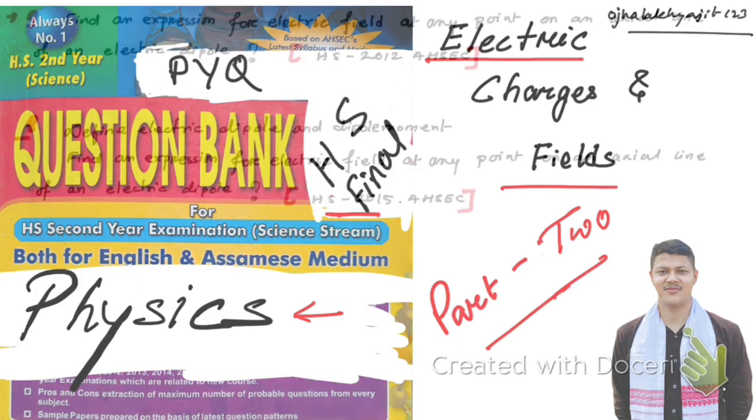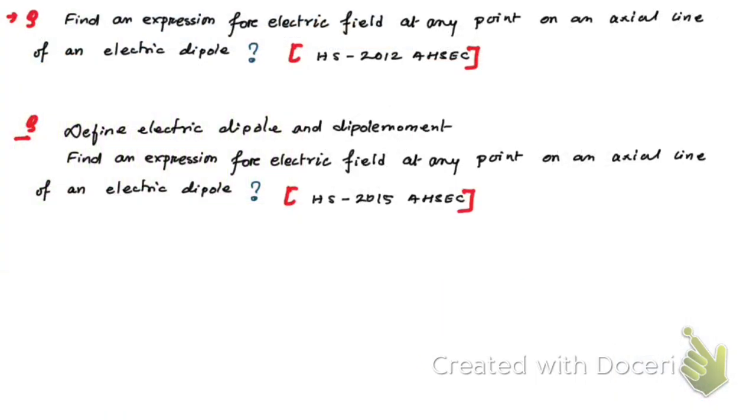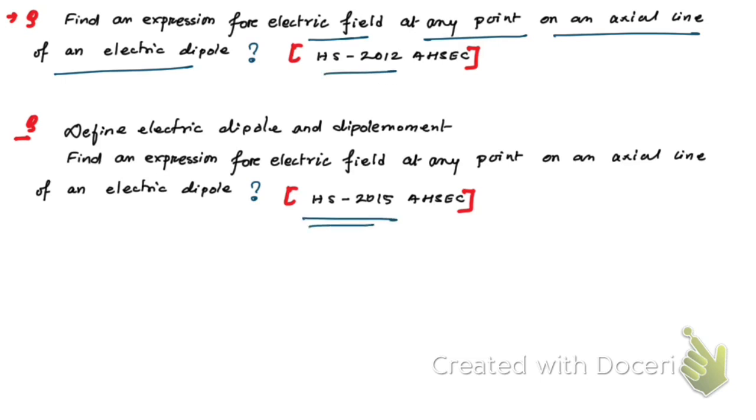So now let's start. In this video, we're going to discuss another important question: find an expression for the electric field at any point on an axial line of an electric dipole. The same question was asked in 2015 as well, after 2012. In 2015 also it was asked, but in that question you have to define electric dipole as well as electric dipole moment. So let me give you the answer.